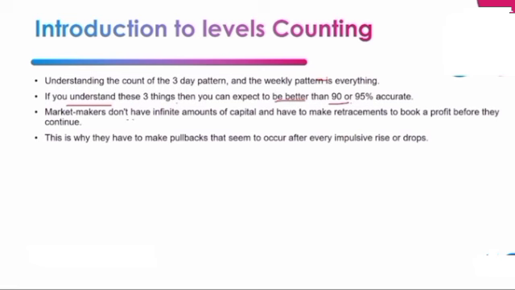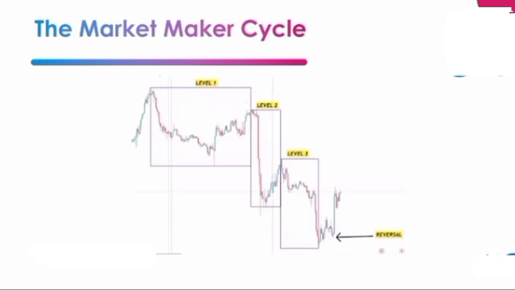Market makers don't have infinite amounts of capital and have to make retracements to book a profit before they continue. This is why they have to make pullbacks that seem to occur after every impulsive rise or drop. These impulsive rises or drops are the ones that we call levels. So levels are combined to give us what we call a market maker cycle. A market maker cycle consists of level 1, level 2, and level 3.